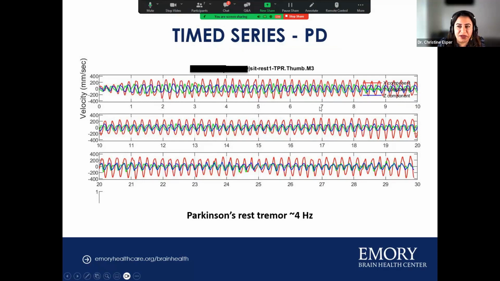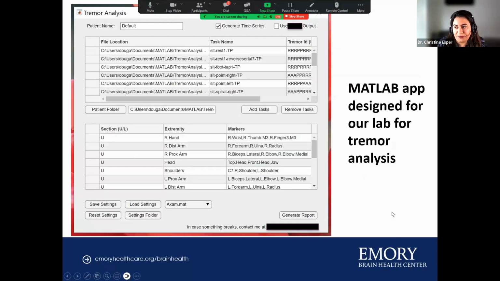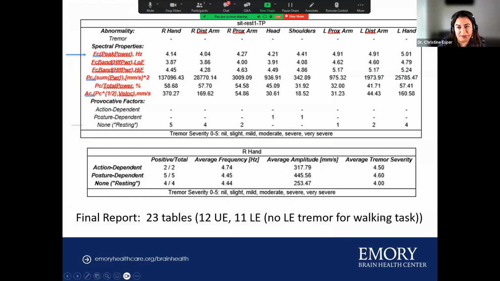And this is a patient with Parkinson's disease who had a right hand rest tremor. This specifically is looking at the distal marker in the thumb, and it's about a 4 Hertz tremor. We have a number of engineers in our lab. This is an app that was created within MATLAB by one of our Georgia Tech consultants, and it really has helped streamline the workflow for our lab.